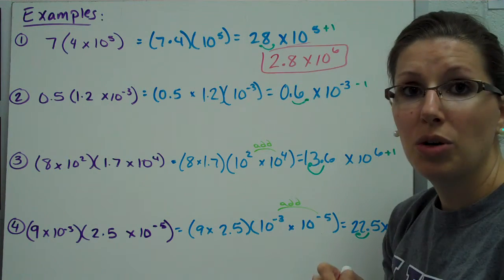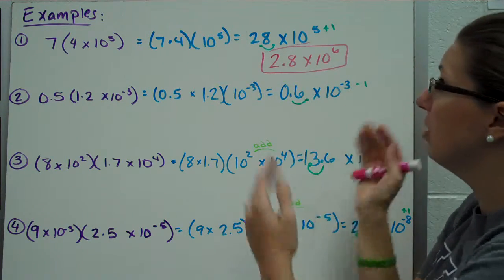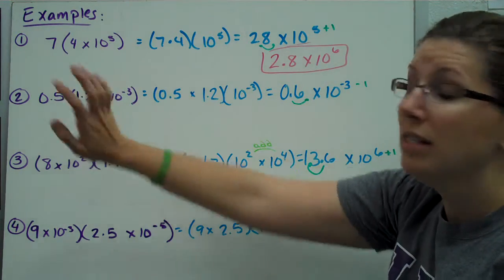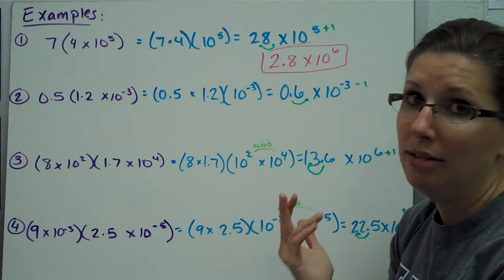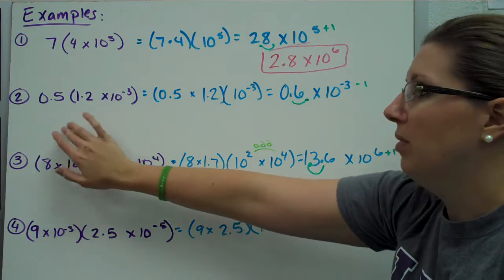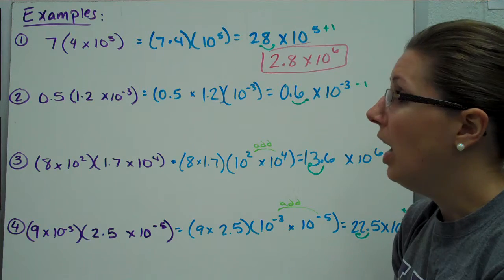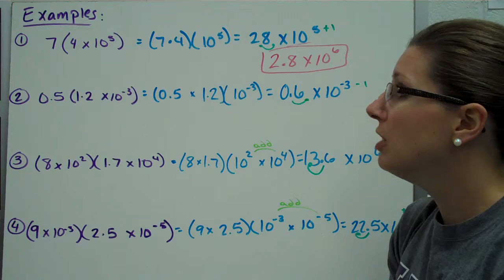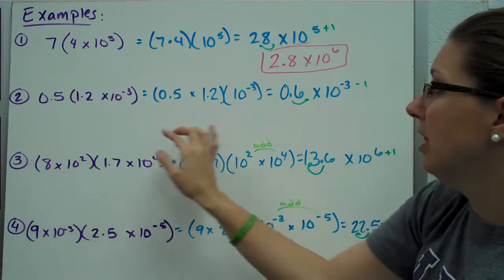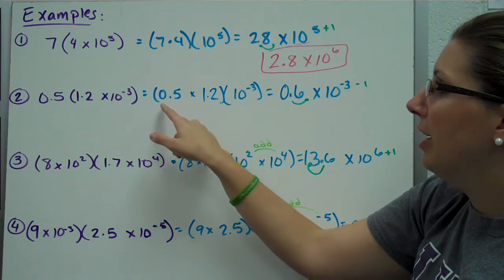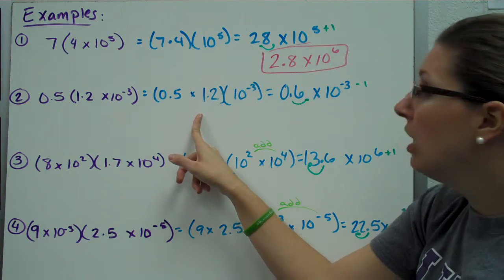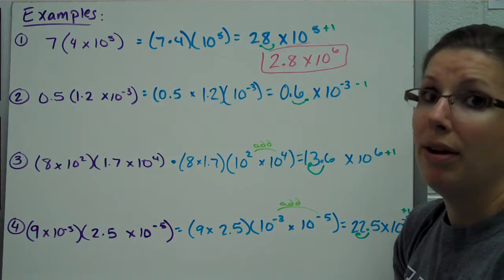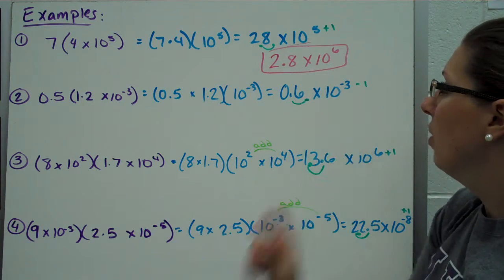One way to check your work to see if you did it right is to change this number to standard form, or type this into your calculator and see if they match up. All right, here I've got another one. 0.5 times 1.2 times 10 to the negative 3rd power. So again, I'm going to regroup my numbers using the associative property and multiply 0.5 times 1.2. That gives me 0.6. And then I've got times 10 to the negative 3rd power with my problem.